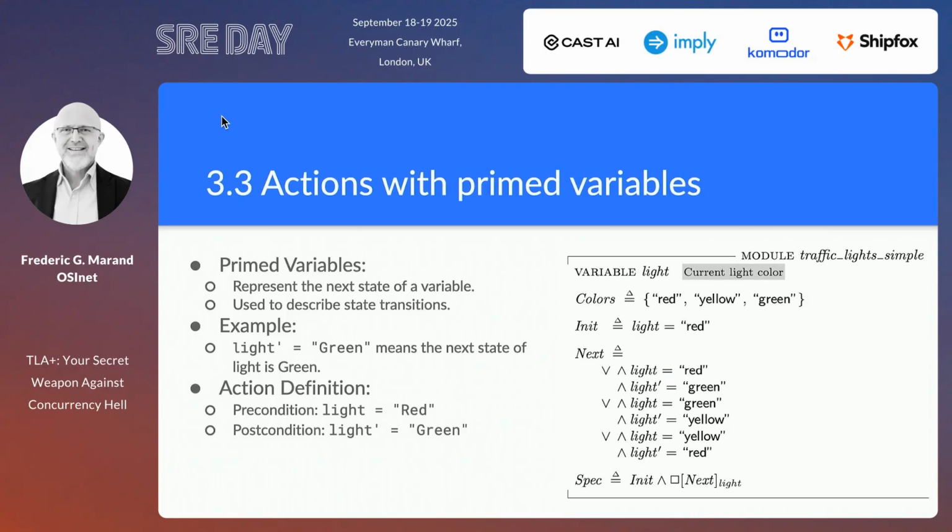And finally, when you define your specification, you have the last line at the bottom right here. The specification is the union of the init state and the infinite sequence of all the next events which can happen to the light property.